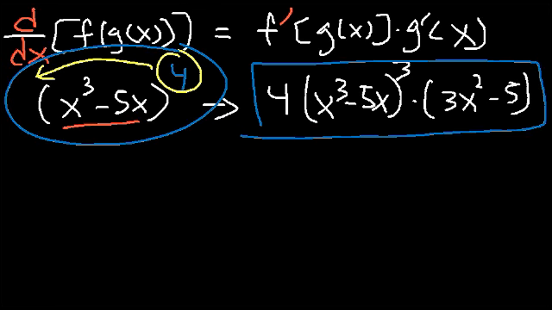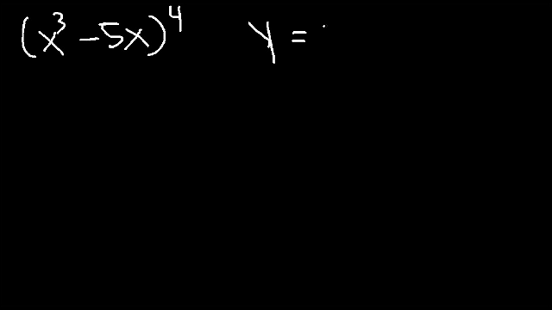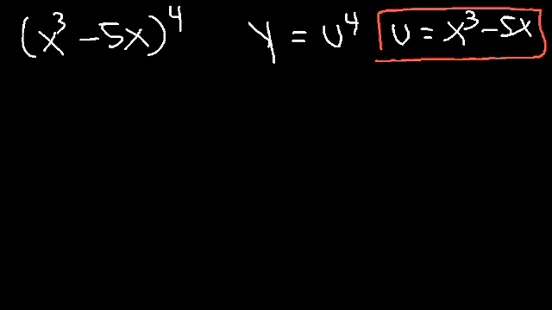Now let's see if we can differentiate it using dy over du and du over dx. So here is the original function. This is the long way, by the way. We need to define what y is and what u is in terms of x. So y is going to be u to the 4th power. u is what's inside of the parentheses. So u is equal to x cubed minus 5x. So u is what's inside, y is u raised to whatever is on the outside.